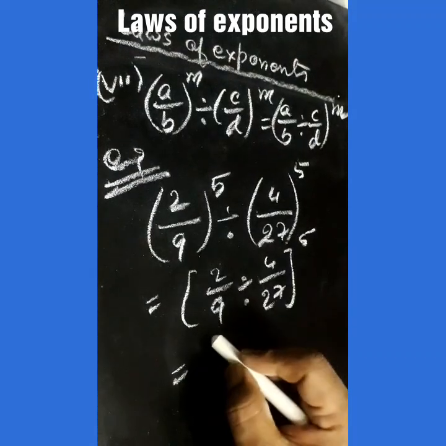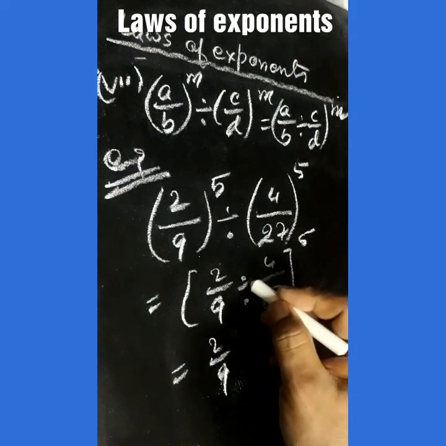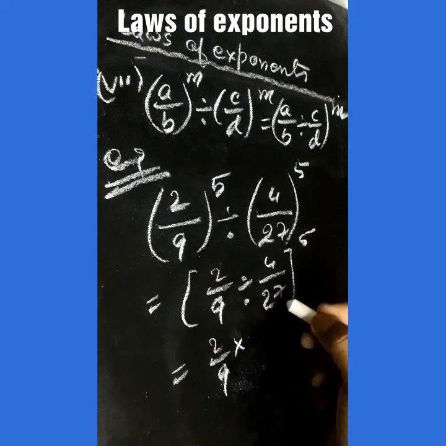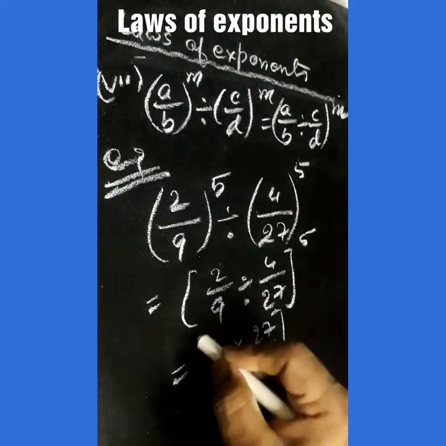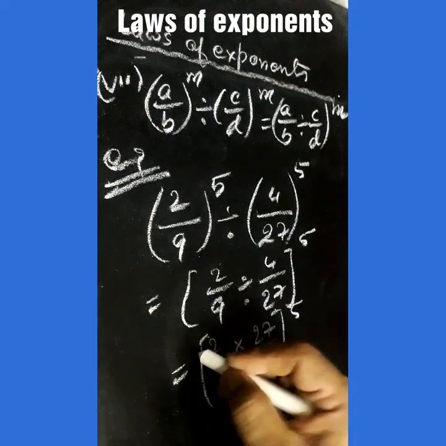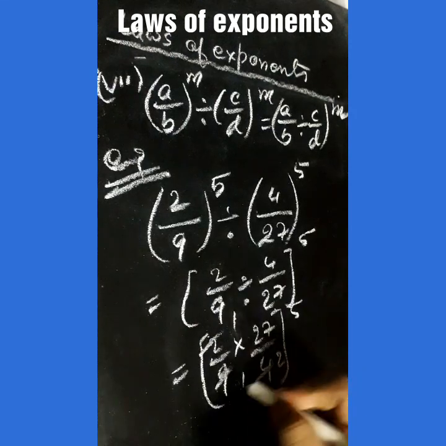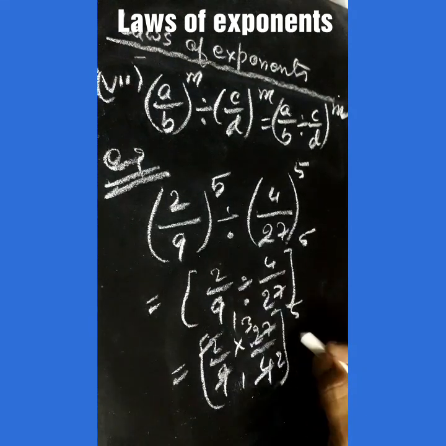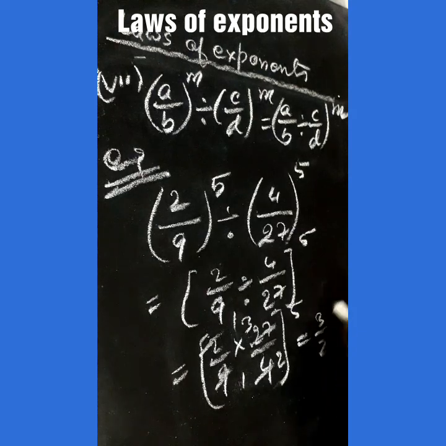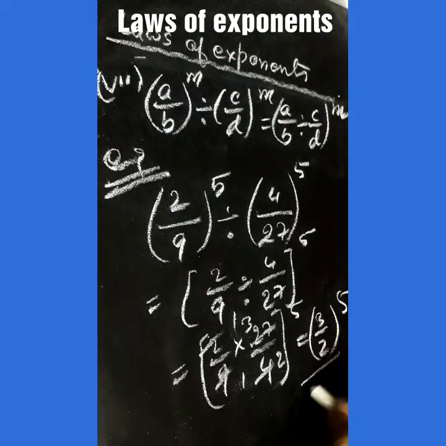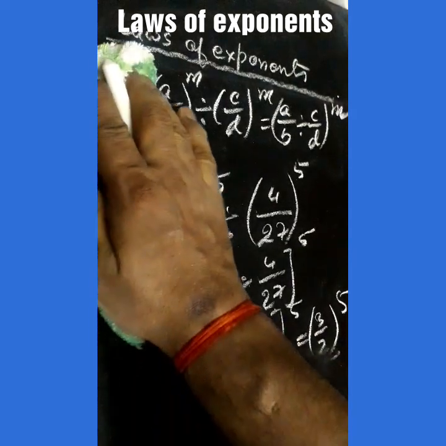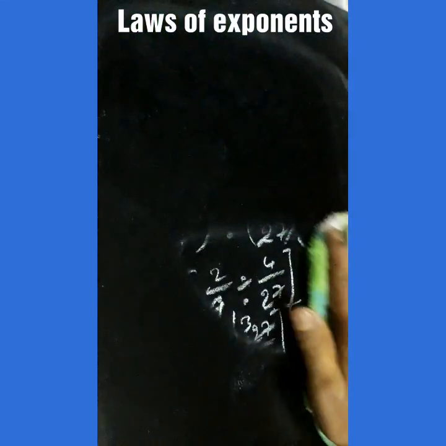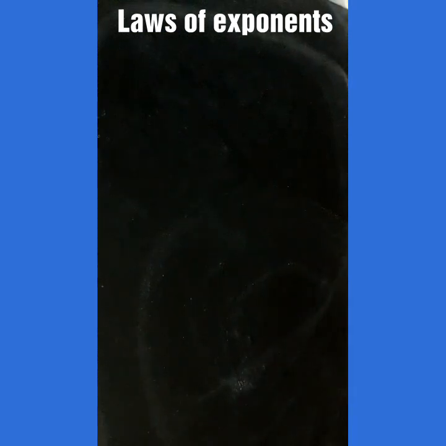Now we will solve this. 2/9, we will change this division sign into multiplication and write the reciprocal of this, 27/4, whole raised to the power 5. 2 ones are 2, 2 twos are 4, 9 ones are 9, 9 threes are 27. It will become (3/2) whole raised to the power 5. In this way we have seen 7 laws here. Now we will solve some questions based on these laws.